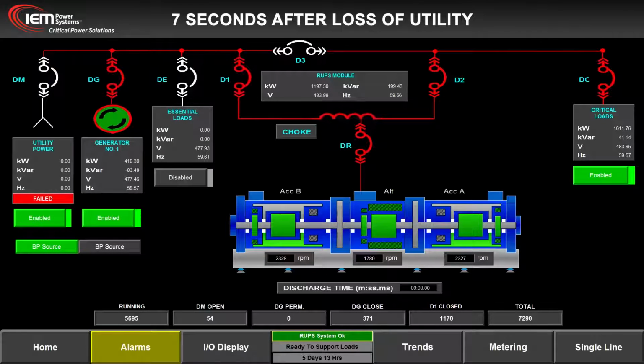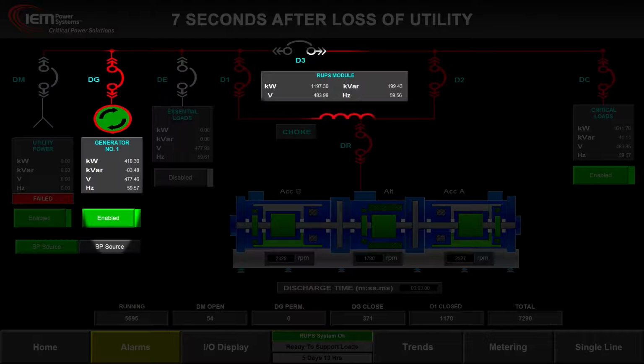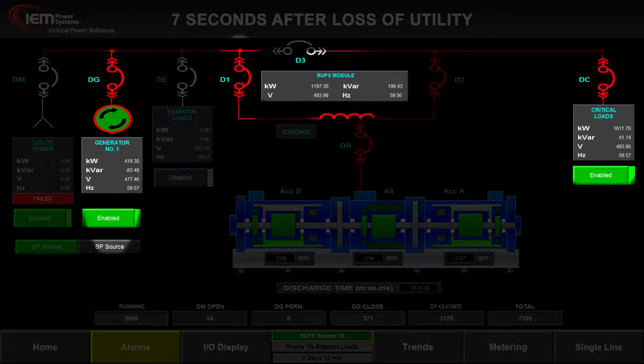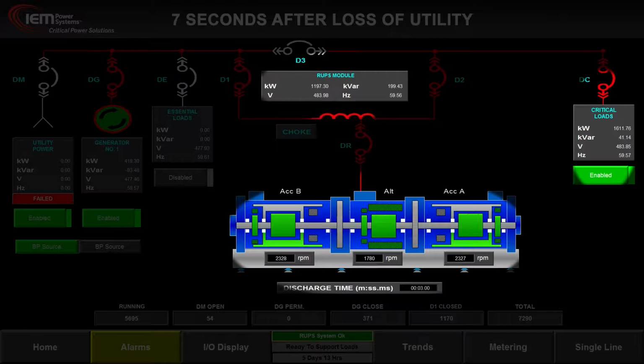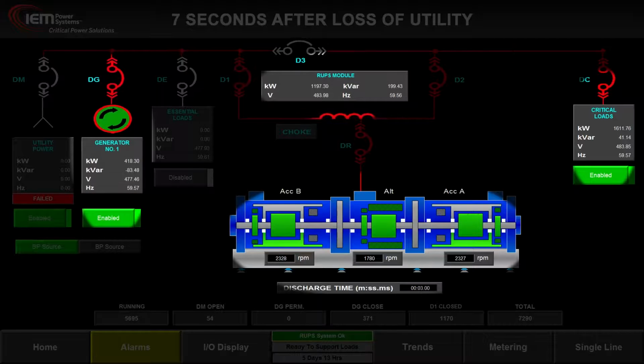7 seconds after loss of utility power. The generator is synchronized with the UPS and critical load. Breaker D1 is closed, allowing the generator to gradually contribute power to support the critical load. In the seconds that follow, note the soft handover of the load to the diesel genset. The Rotabloc supplies about 1200 kilowatts of power to the critical loads, with the genset now contributing over 400 kilowatts.